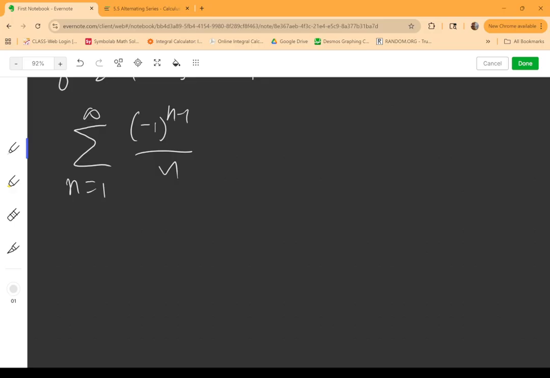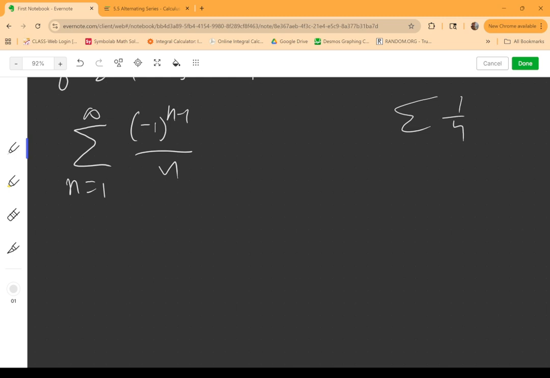So we have here the alternating harmonic series. We're familiar with the harmonic series itself, which we've shown in a couple of different ways is a divergent series. But that does not apply here because this is a different type of series, an alternating series.